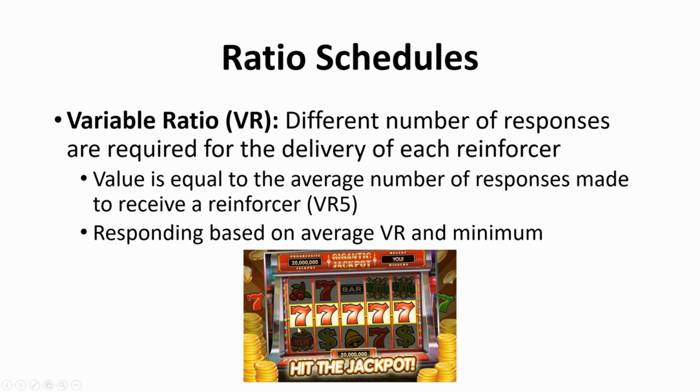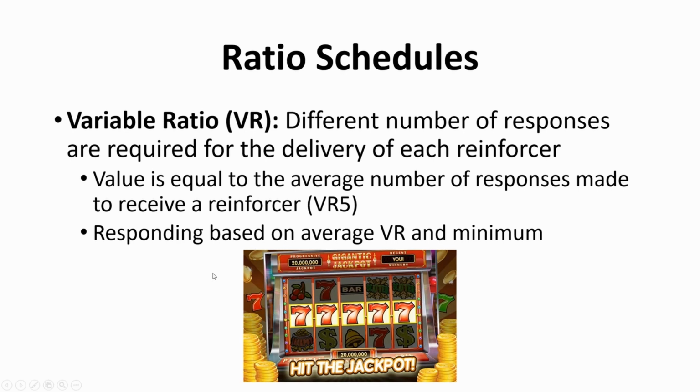So an example of this would be gambling. So you never know when you're going to hit the jackpot, but maybe there's a built-in ratio or average number of pulls on the slot machine where you would win whatever's on the screen. So there's sort of a background average present, but you don't know exactly when that reinforcer will arrive.